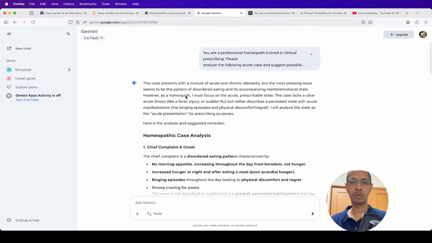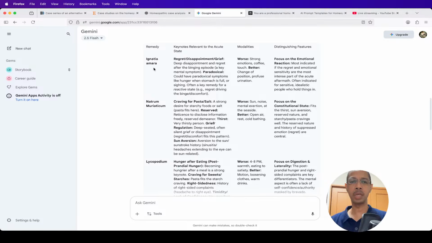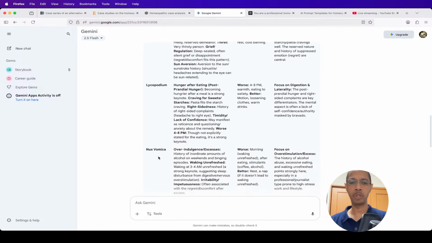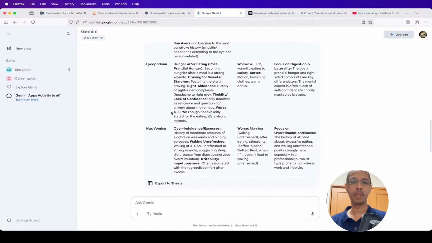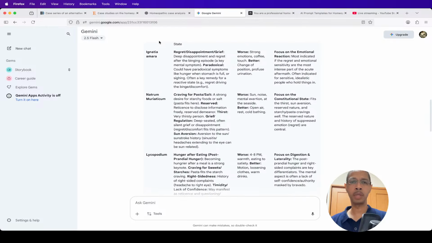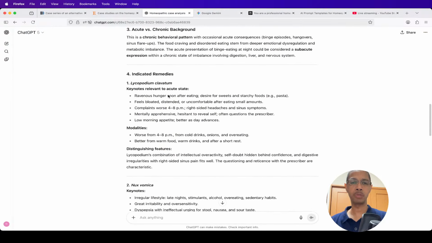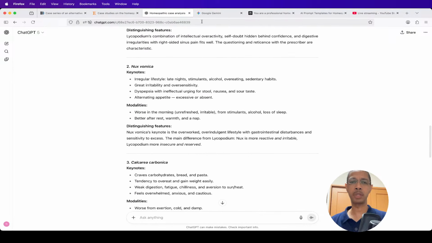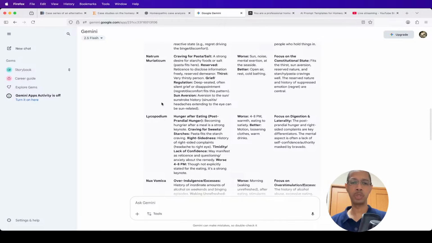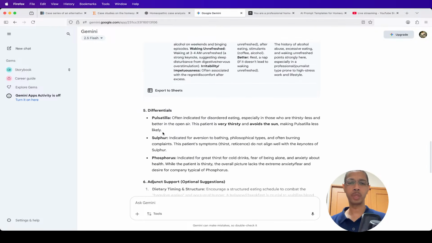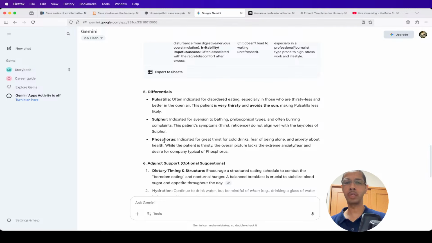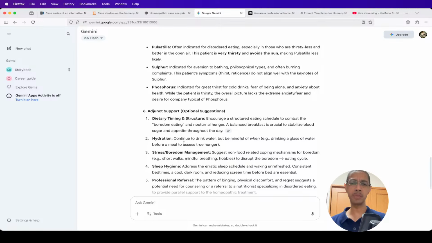And it chose, let's see, what remedies? The remedies that it suggested: Ignatia, Natrum mur, Lycopodium, Nux vomica. So it also did not choose Lachesis, which is what they chose in the case study. It brought up Lycopodium, which I believe ChatGPT also recommended. They had Lycopodium, they had Nux vomica, they had Calc carb. This one did have Lycopodium and Nux vomica. So they're in more agreement on a couple of other remedies. Differentials: Pulsatilla, Sulfur, and Phosphorus. And then some adjunct support here.